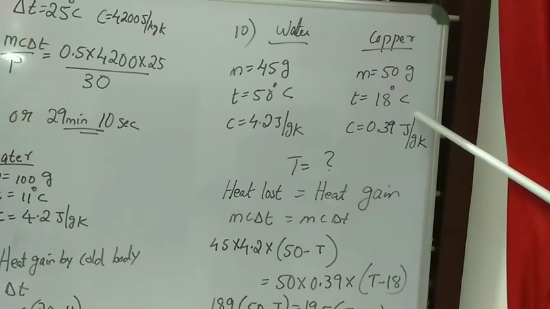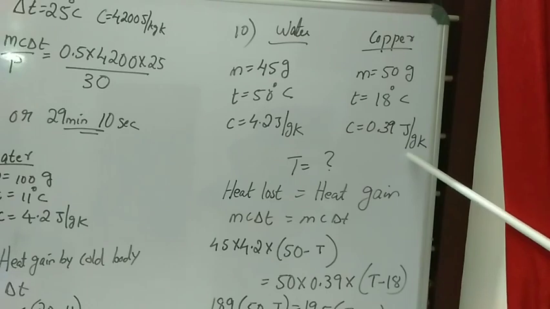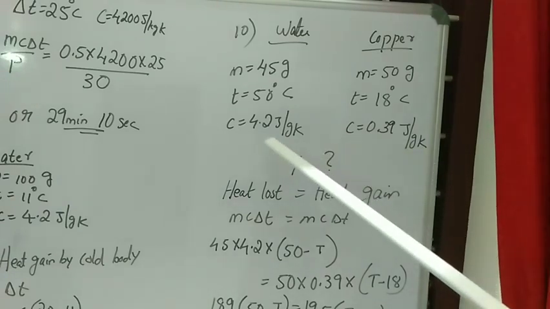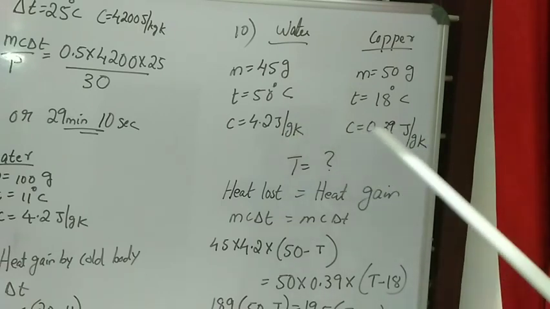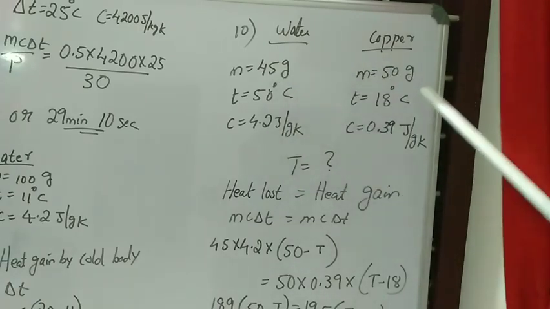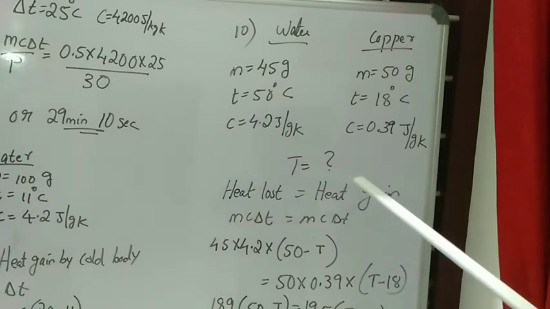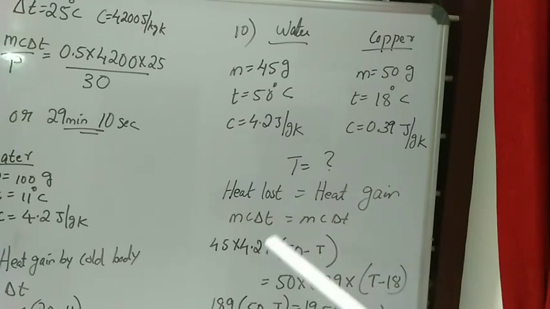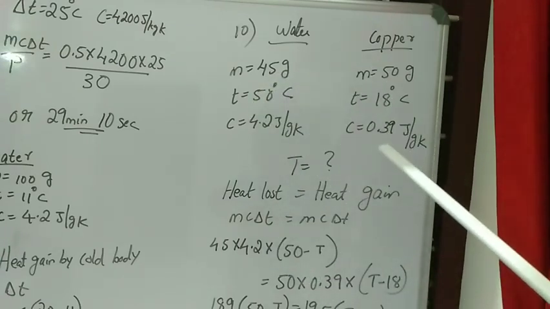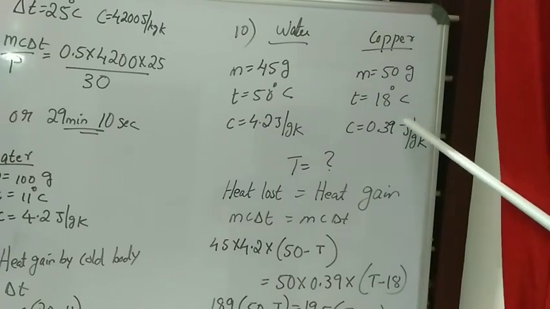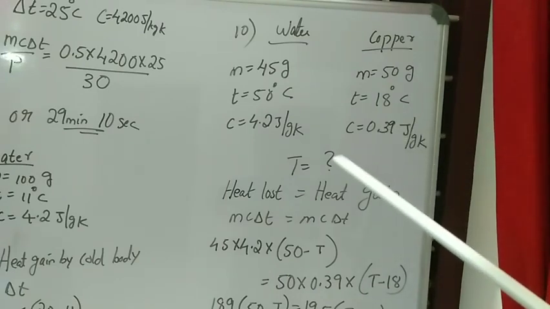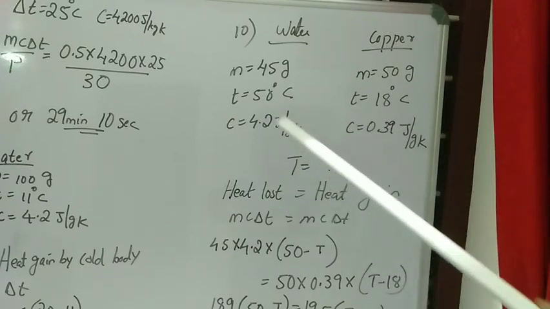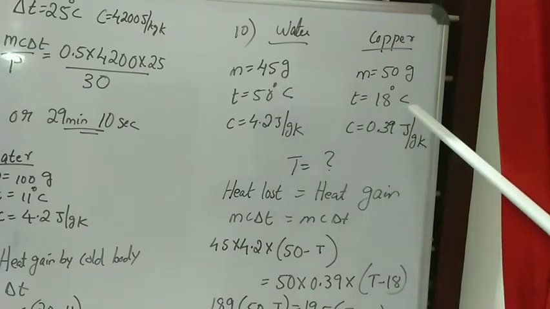The temperature of the copper is 18 degrees Celsius and the specific heat capacity of the copper is 0.39 joules per gram Kelvin. Here you can see both specific heat capacity in joules per gram Kelvin and mass in grams, so we don't want to change anything. Finally, the question asks us to calculate the final temperature when we mix water and copper together. Water is 50, copper is 18. With common sense, you can know the final answer will be between 50 and 18.